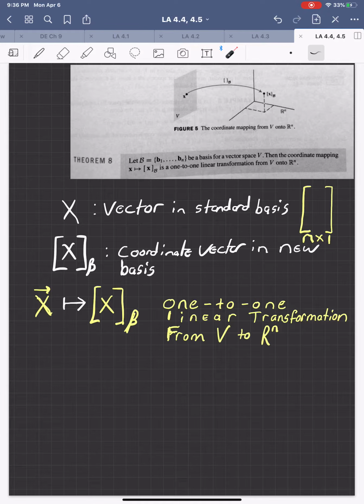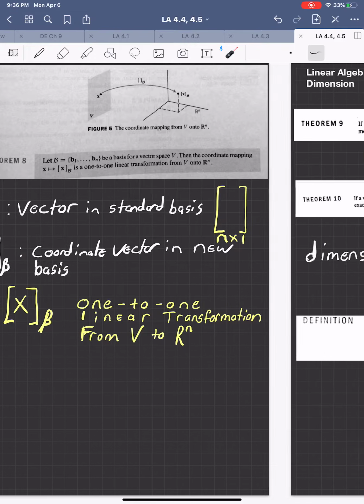this is just a special type of mapping, what we call a one-to-one, or in other words, a linear transformation. It's a linear mapping. From what? Well, from V, which is the normal vector space, to Rn. And what do they mean by Rn? Well, of course, when we're looking at these column vectors, they're always n by 1 vectors.